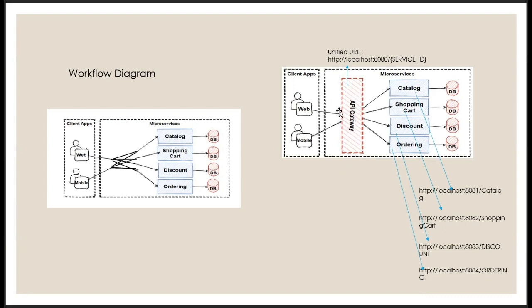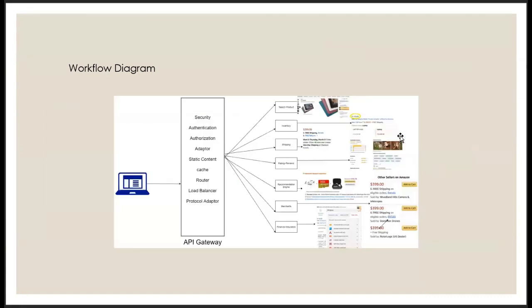So the responsibility of API gateway is that it routes the request to the appropriate microservices. Let's see another workflow diagram which has all the other features. I can also have security authentication, and other features like static content router and load balancer. So it is not only for routing a URL, it allows other features also, like load balancing. I'm planning to cover load balancing in a different session. That is a very good topic, and these are the features that API gateway supports.